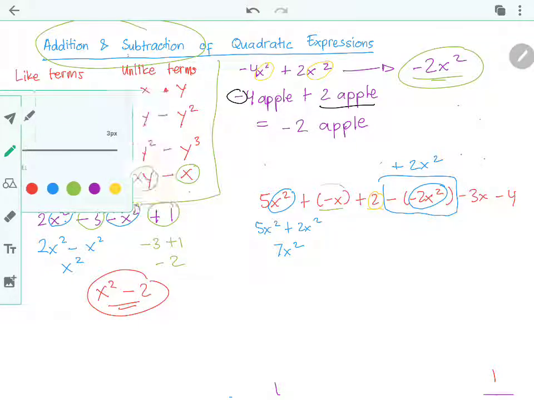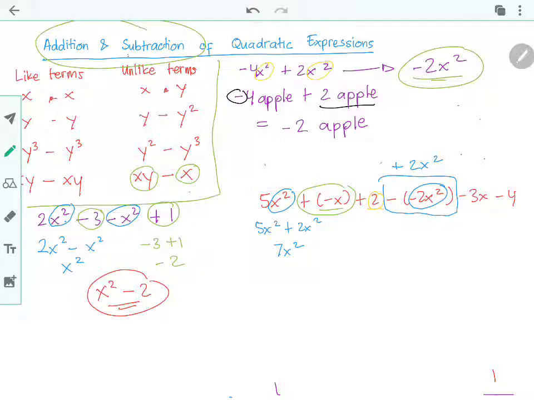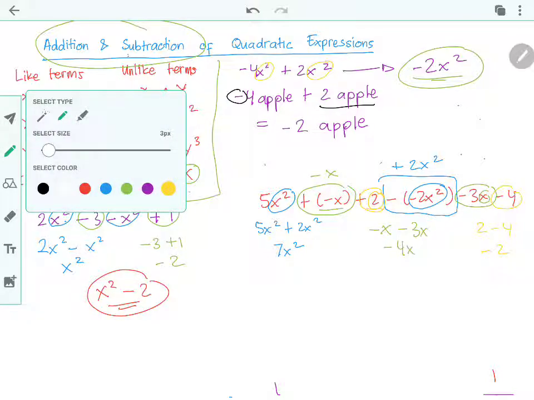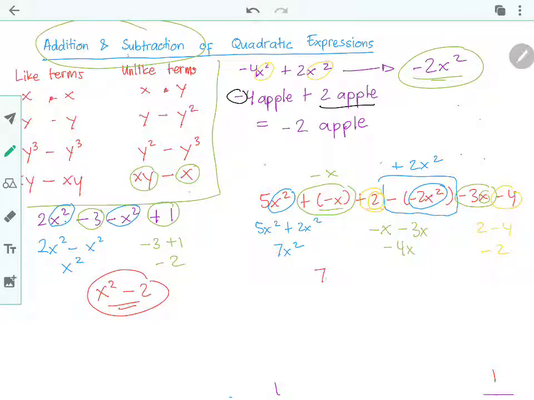Okay, so here I have plus negative x. It means I have negative x. Here I also have another like term, this x here, so it's negative 3x. So I need to do minus x minus 3x, that equals minus 4x. Now the last one, I have 2 and minus 4, so 2 minus 4 equals minus 2. So the answer becomes 7x squared minus 4x minus 2. Okay, so that's the final answer.